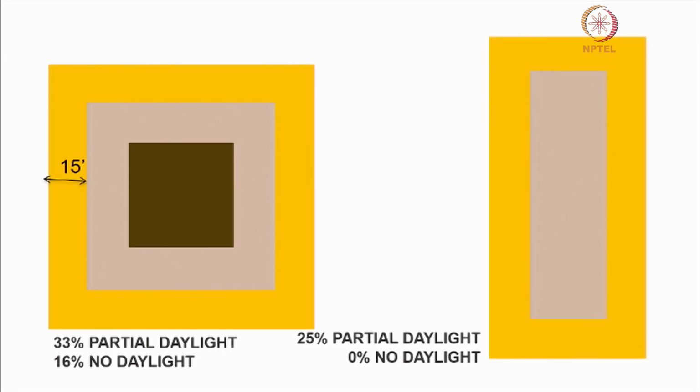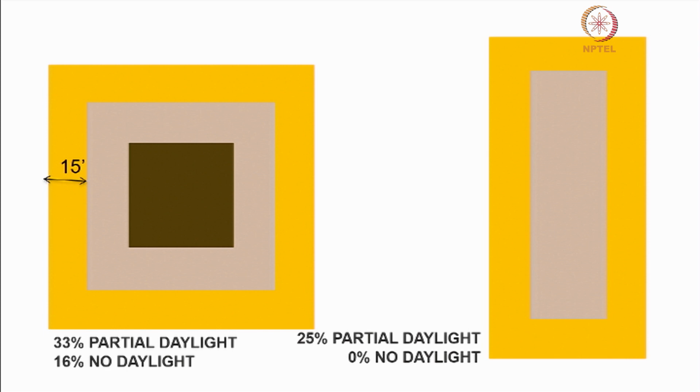If we look at a rectangular building for the same area, for the same floor plate, about 25% of the area has partial daylighting, but there is no area of the building that doesn't get any daylight. So, by changing the shape of the building with the same area, you've changed the amount of daylight available for the floor plate or for the people in the space.